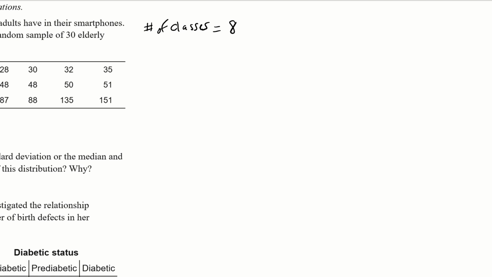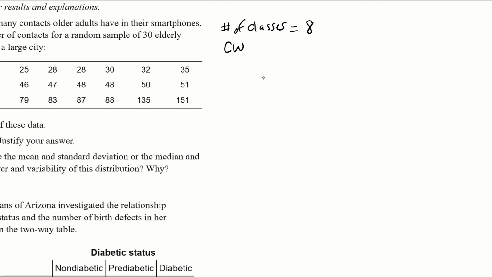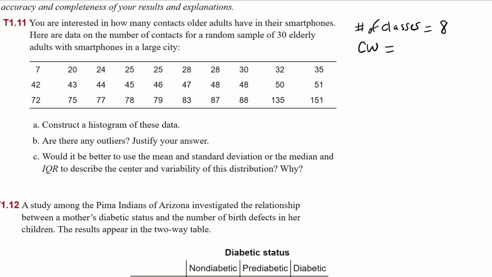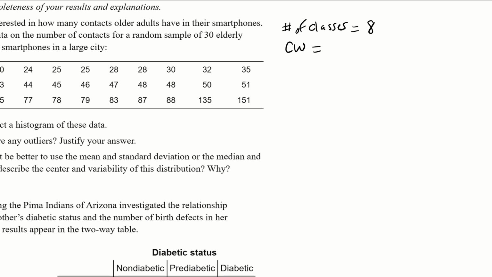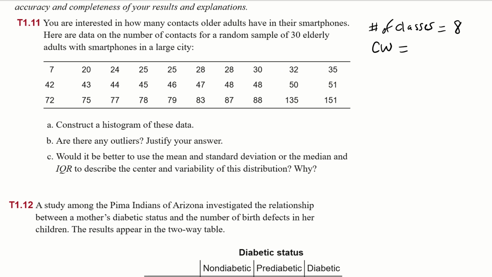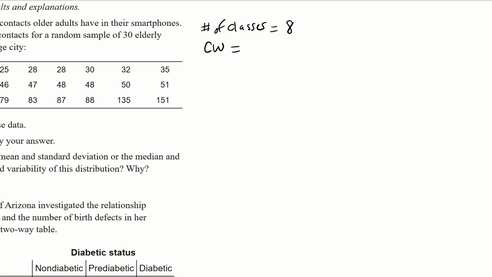But let's do 8. Then you need to calculate your class width. Your class width is your range, your maximum minus minimum, divided by the number of classes. So you're going to take your largest number, which I think these are sorted already, so that's very nice. The largest is 151, the smallest is 7. So 151 minus 7 divided by 8 classes. So we'll go ahead and do that here. 151 minus 7 is 144, divided by 8 is 18.